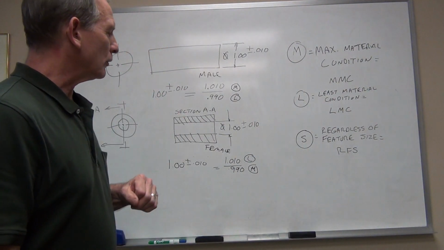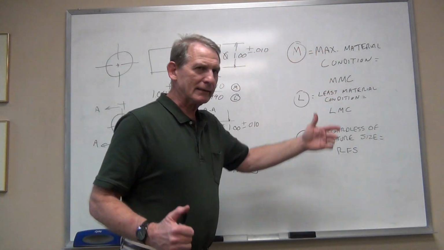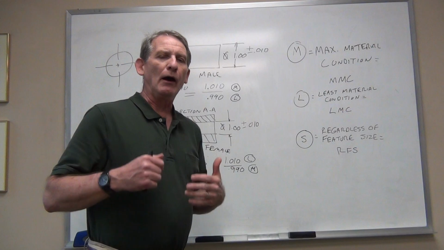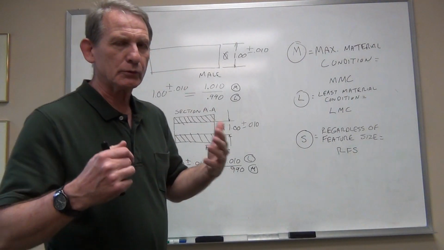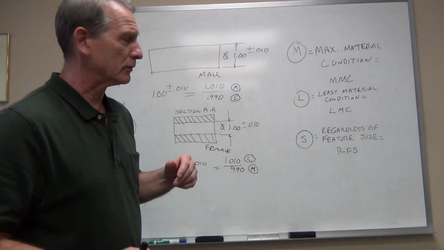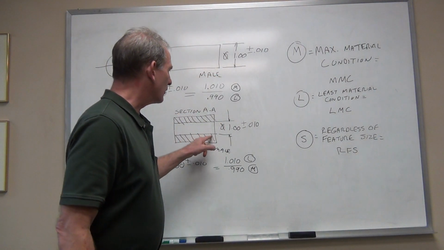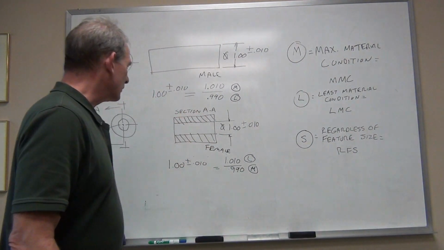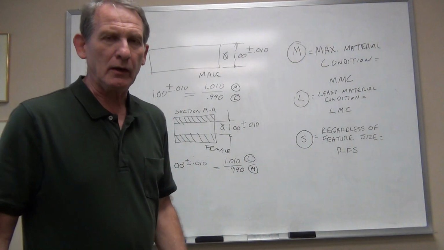Okay, let's talk about those modifiers. The maximum material condition means exactly that. It means that at what limit is that feature going to have the most material? When is it going to be the heaviest? Here the shaft will be the heaviest at 1 inch 10 thousandths. Here, this part, this tube, will be heaviest at 990 thousandths.